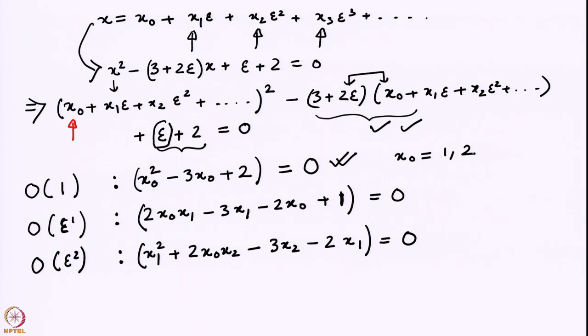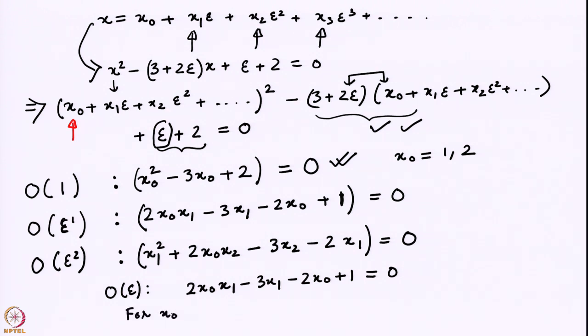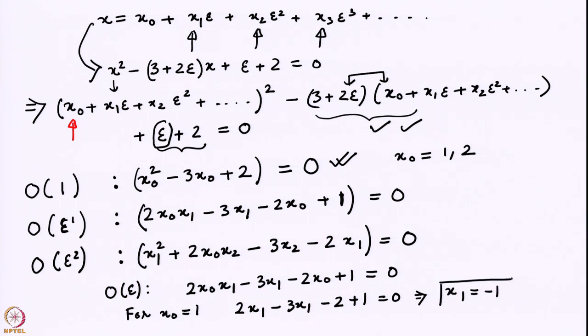So now let us take the order epsilon equation and work out what is the value of x1. At order epsilon, we have our equation twice x0 x1 minus thrice x1 minus twice x0 plus 1 is equal to 0. Now I have two choices of x0. For x0 equal to 1, this equation becomes twice x1 minus thrice x1 minus 2 plus 1 is equal to 0. And this would imply x1 is equal to minus 1. So we have determined x1 is equal to minus 1.